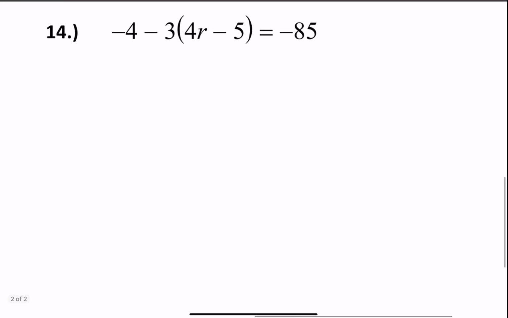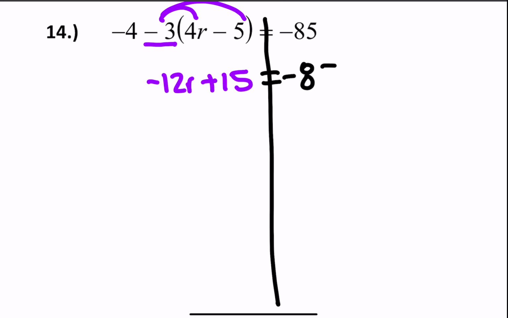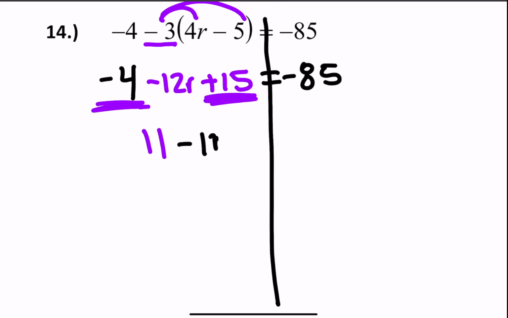Looking at 14, draw my balance bar. The negative 3 is in front of my parentheses, so that's what I multiply. This gives me a negative 12r plus 15 equals negative 85, and bring down that negative 4. See if I have like terms. Well, negative 4 plus 15 gives me 11. The negative 12r gets brought down, equals negative 85.